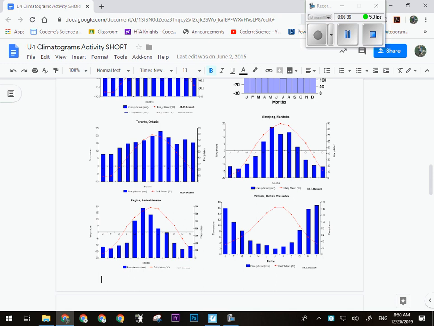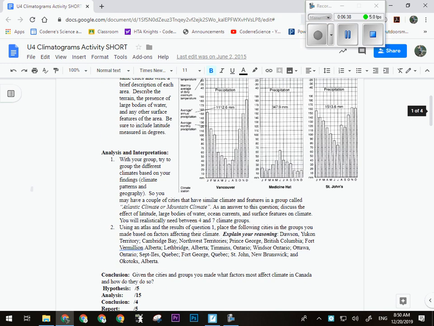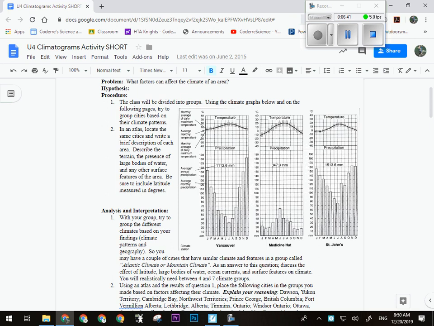So, what else is expected here? The class is going to be divided into groups. You're going to use the climate graphs, these ones as well as the other ones, to try and group cities based on their climate patterns. So we talked about that. In an atlas, you don't have to use an atlas because that's old school. You have a Chromebook in front of you. Google Earth will work, or just Google latitude Calgary, altitude Calgary, and I'll give it to you. Then look it up probably on Google Earth, probably using the satellite version, so you can see any surface features and things like that.